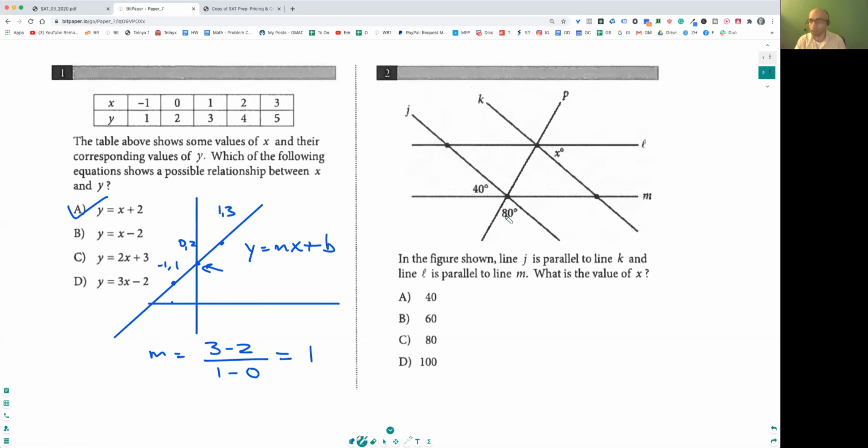Look at this one. Let's see how many of you are getting it. All right, try it. Well done, well done, well done.